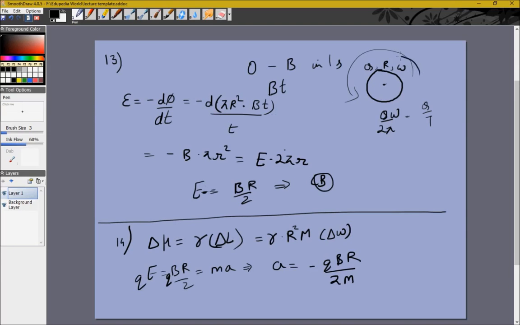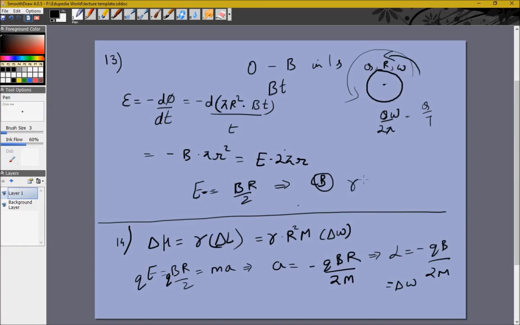So if Q is moving in this direction, the current will be coming towards the plane. If the magnetic field is towards the plane, then the induced electric field will be opposite to that, which will try to slow it down. So the acceleration a is minus QBr by 2m, equal to alpha r. Alpha is equal to minus QB by 2m, which means delta omega will be alpha into the time. Sorry, not the time period, the total time in which this change occurs. That total time is 1 second because the magnetic field goes from 0 to B in 1 second. So delta omega is alpha times 1 second.